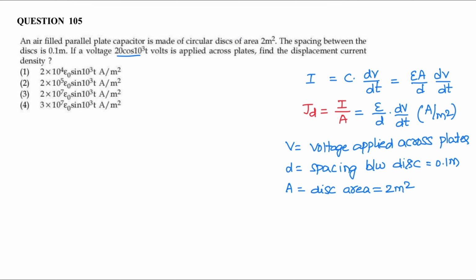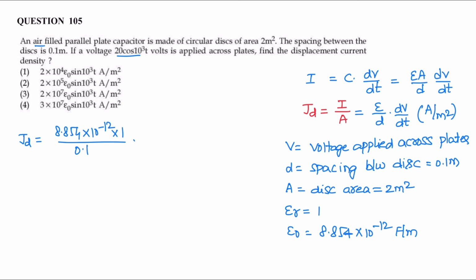Now substitute the given values in the displacement current density formula. It is an air-filled capacitor, so relative permittivity is 1. Epsilon naught value is 8.854 into 10 power minus 12 farad per meter. So JD is 8.854 into 10 power minus 12, epsilon R value is 1, divided by distance 0.1, into dV by dt. So d by dt of the given voltage 20 cos 10 cube t is 20 into 10 cube, and d by dt of cos is minus sine.